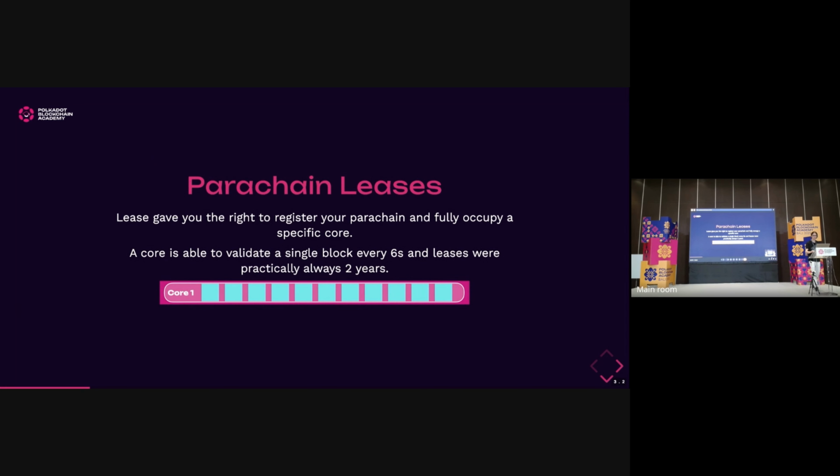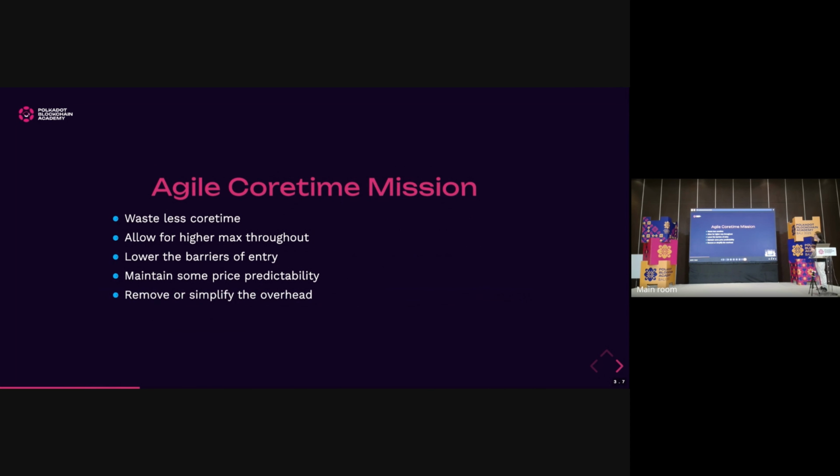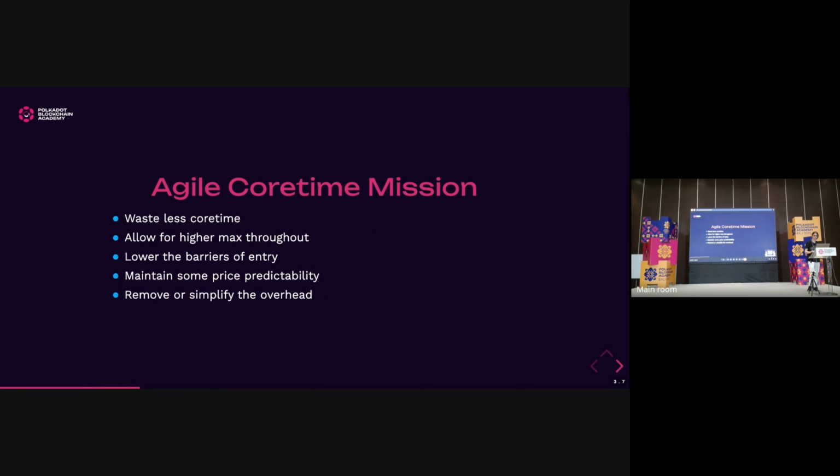But the problem is 2 years is a very, very long time. It's many, many blocks, and businesses don't immediately want to commit to such a long time. There are some projects that want to experiment for a shorter time, some projects that maybe didn't need this many blocks. They wanted more flexibility.